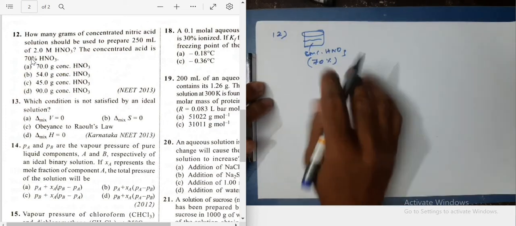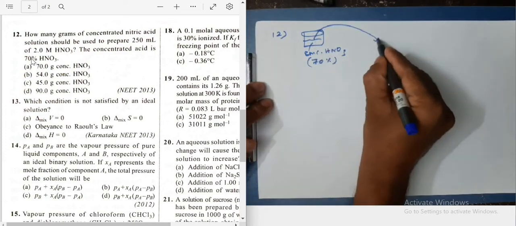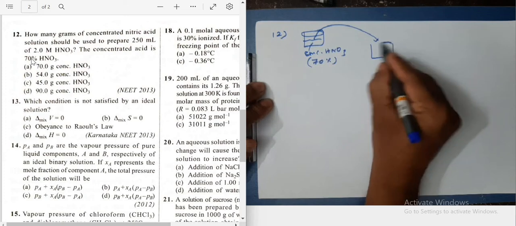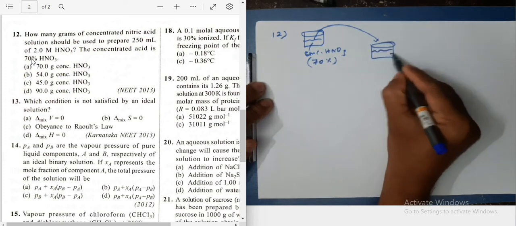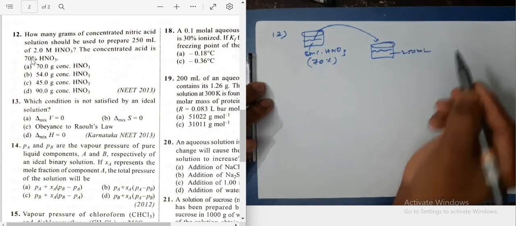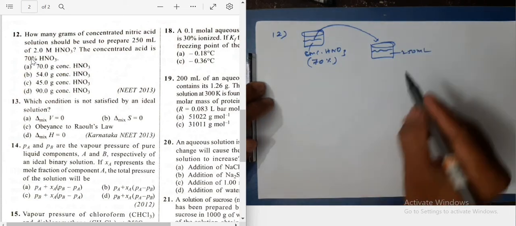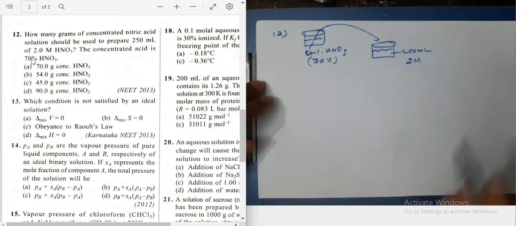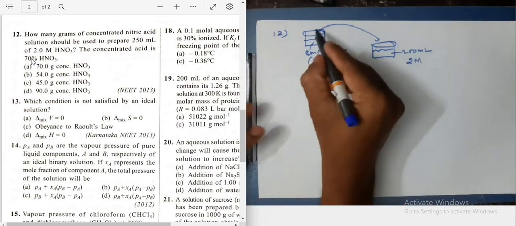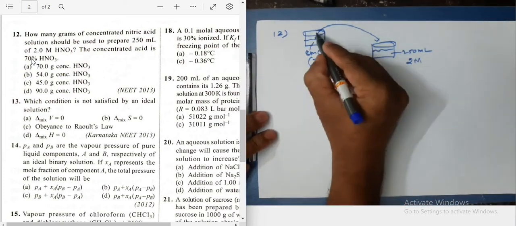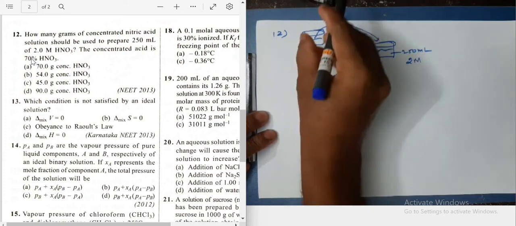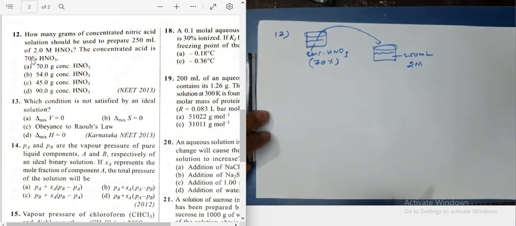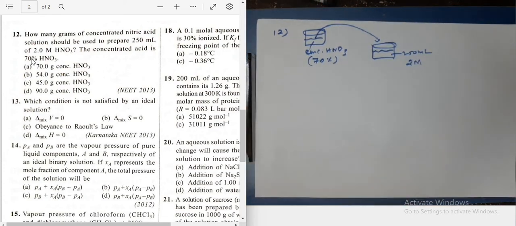What we have to do from this is prepare a solution of volume 250 ml and concentration 2 molarity. So what weight of solution should be taken? You have to take some mass of solution and prepare this. What mass of solution should be taken? So how to proceed?